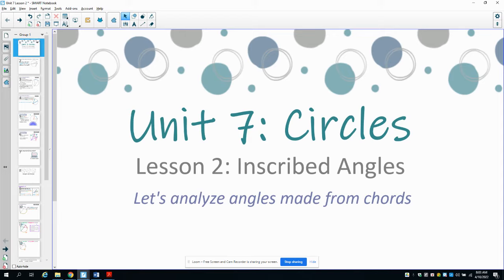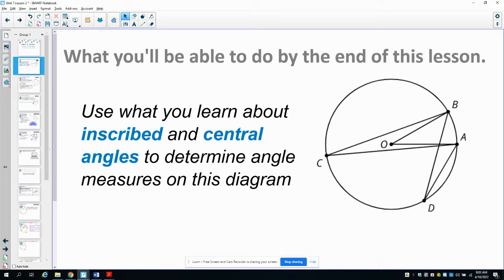In this video, we are going to take a look at Unit 7, Lesson 2, which is Inscribed Angles. So we're going to be analyzing angles that are made from chords. At the end of this lesson, you'll hopefully be able to use what you learn about inscribed and central angles to determine angle measures in this diagram.